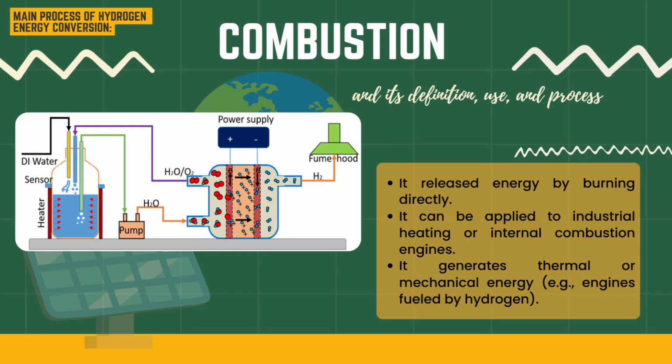The third process is combustion. Hydrogen can be burned directly, much like natural gas, in internal combustion engines or for industrial heating. This process generates mechanical power or thermal energy. While it is a more straightforward technology, it is generally less efficient than using a fuel cell and does not eliminate all emissions, as it can produce nitrogen oxides.